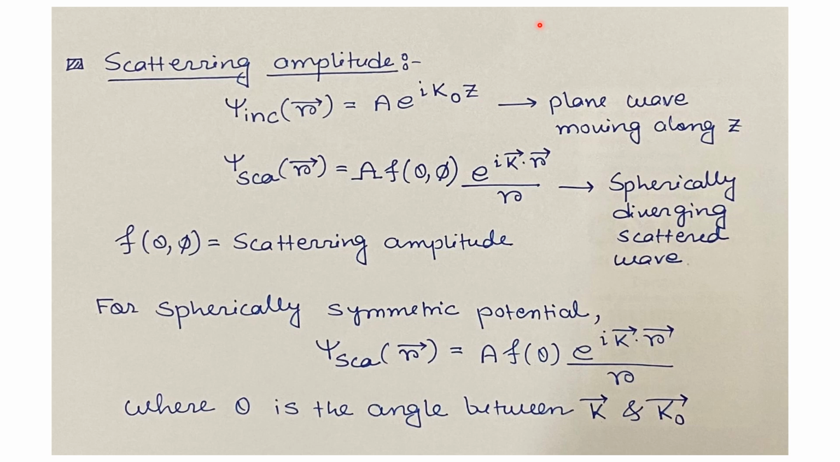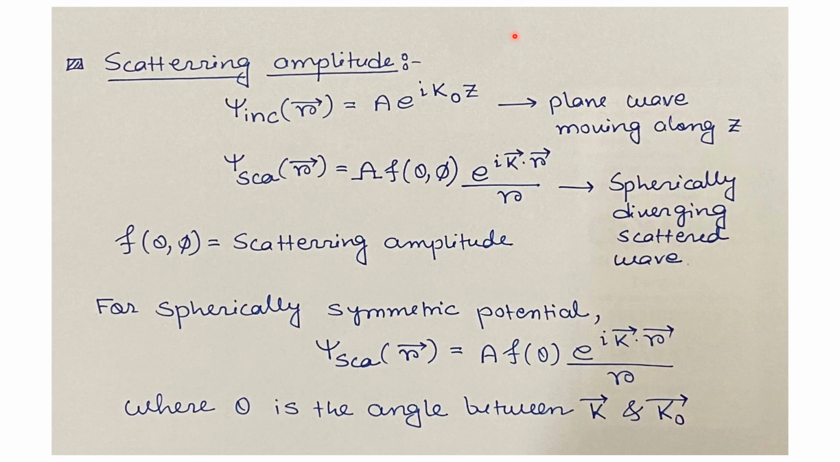Now we'll be discussing briefly about the scattering amplitude. So basically, what will be the amplitude of the scattered wave when an incident particle beam or particle wave is getting scattered out due to the target potential or target material? At large distances from the scatterer, the effect of scattering potential is negligible. That we have already seen in the first slide.